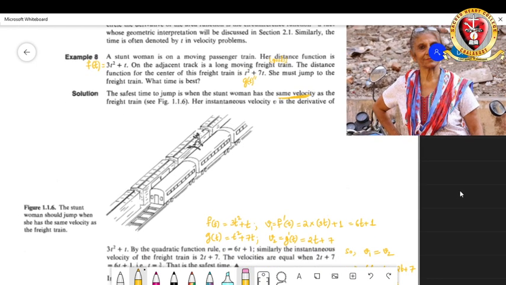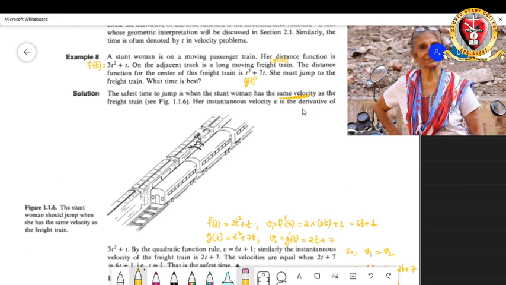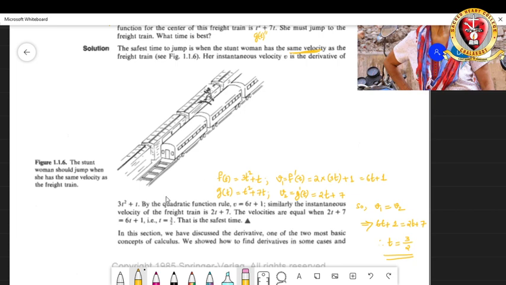So the instantaneous velocity of the person in the passenger train, as well as that of the freight train, has to be calculated. Freight train means goods train. Suppose f of t is equal to 3t square plus t, then the instantaneous velocity v1 is equal to f dash of t, which is equal to 2 into 3t plus 1, which is 6t plus 1. Similarly, the function of the goods train is g of t equal to t square plus 7t, so the instantaneous velocity v2 is g dash of t, which is equal to 2t plus 7.